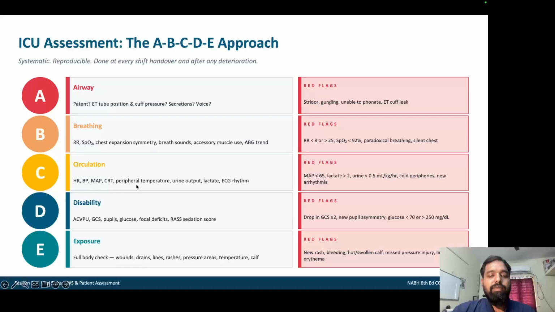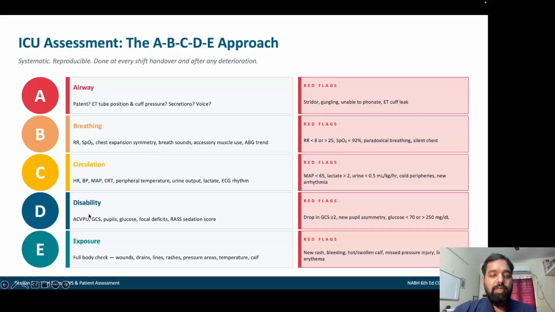Regarding circulation: the heart rate, BP, MAP, CRT, the peripheral temperature, urine output, lactate, and ECG rhythm. The red flags are MAP less than 65 millimeters of mercury, lactate more than 2, urine less than 0.5 ml per kg per hour, cold peripheries, or new arrhythmias.